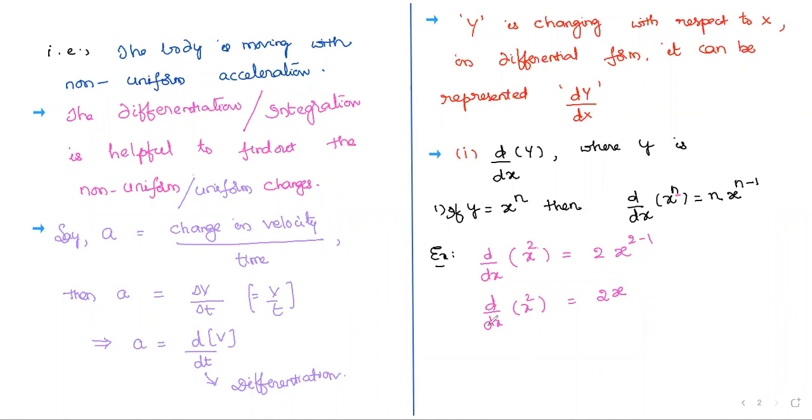Okay. Now, sir, will you give one more example? Sure. Look here: d by dx of x power 5. Quickly observe what I am writing. I am writing 5x power 4. Now you understood how I wrote it? Able to follow? Yes, very good.